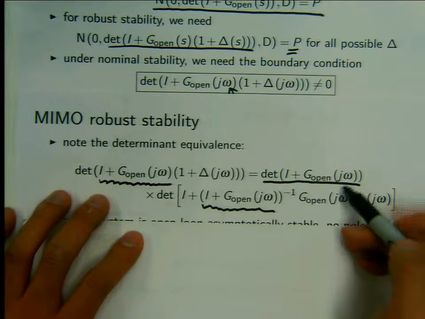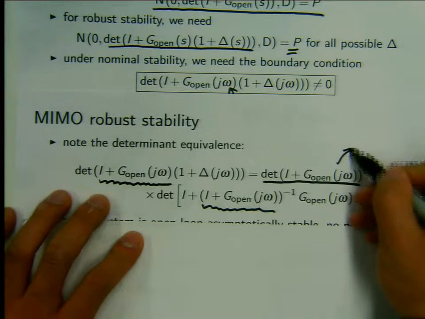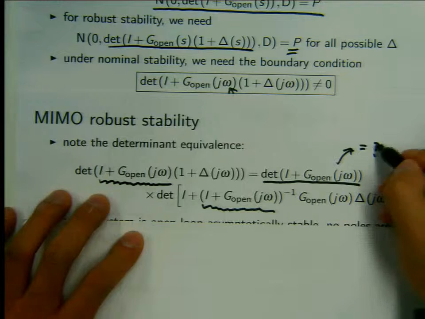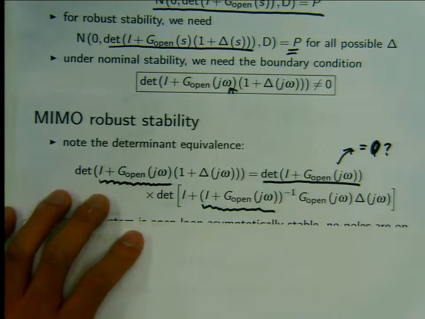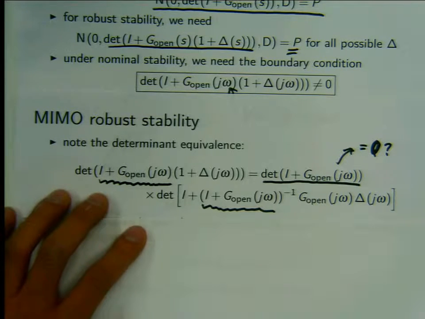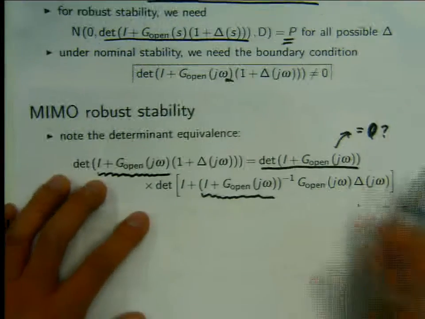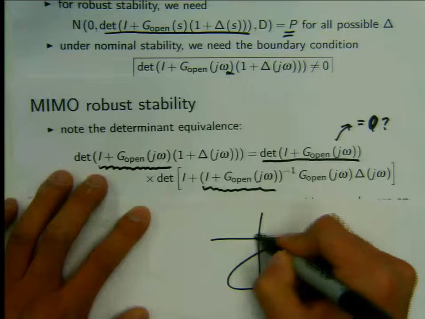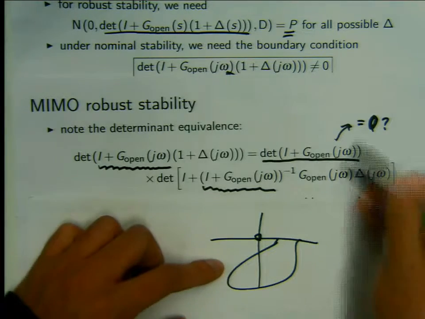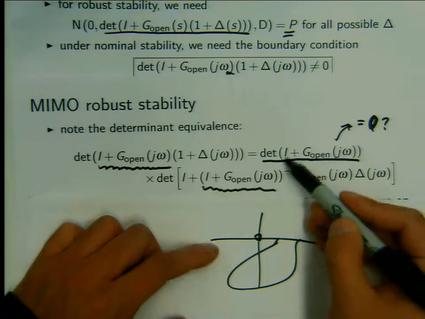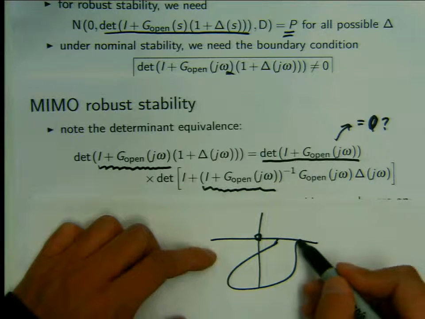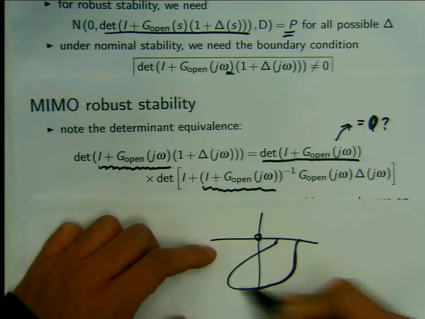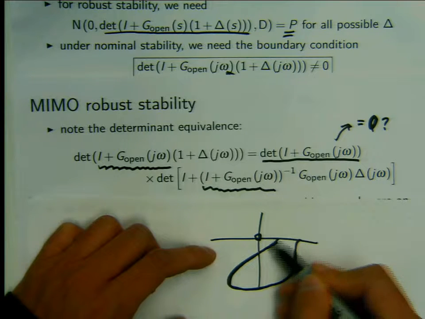Can someone tell me, will this guy possibly be zero? What's the reason for that? Yeah, exactly. So now, recall, we have considered this nominal Nyquist plot. Okay? So it's never possible for this determinant to be zero, because this determinant, if you evaluate it, it's just going to look like this. Okay? So it's never zero.